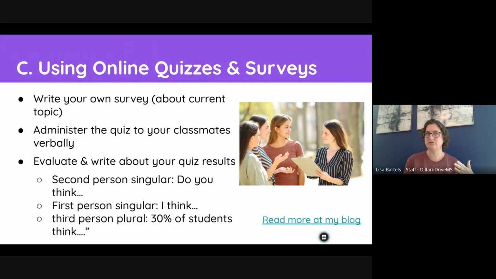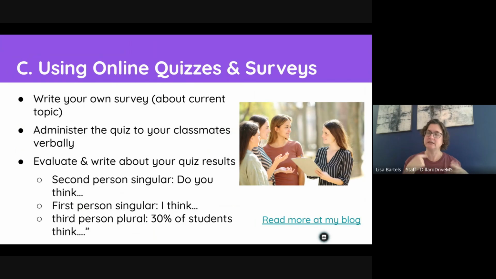So once students have used the target language surveys as models, then they can write their own survey about whatever topic you're learning in class and administer it to their students verbally. So I might have my students write a survey about their opinions on classes. They might write a question like, do you like math class? And then they give 4 answer choices. Yes, math class is important. Yes, math is interesting. No, math is too hard. No, math is boring. And so students administer the survey verbally to their classmates in the target language.